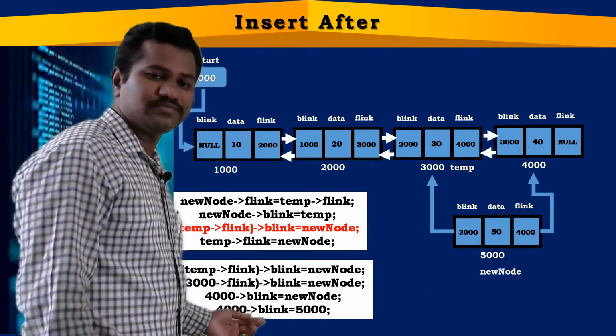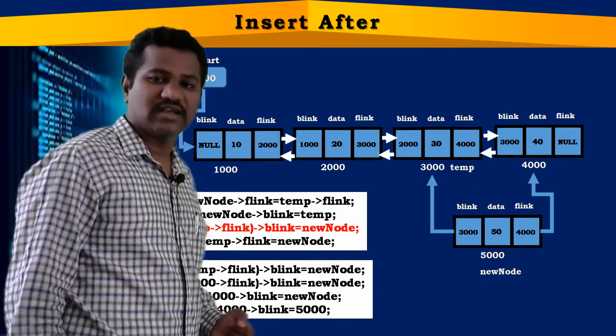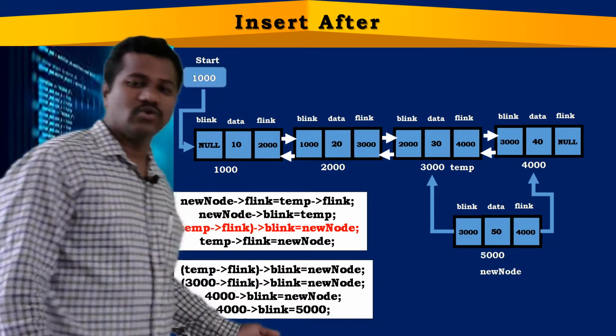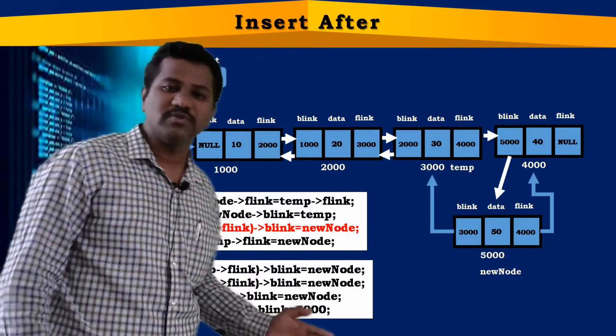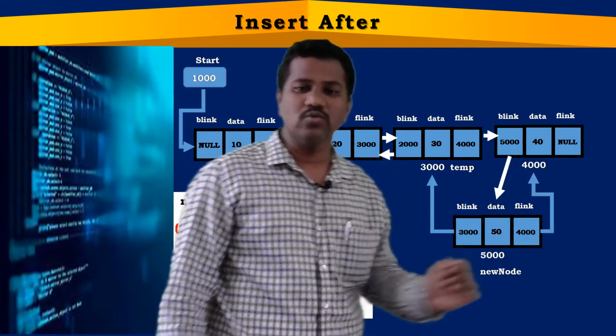And 4000's B link, that means 4000's B link actually contains 3000, and that is going to be replaced with what? The new node. New node means what here? 5000. So a link is going to be established from the 4000 node to 5000.